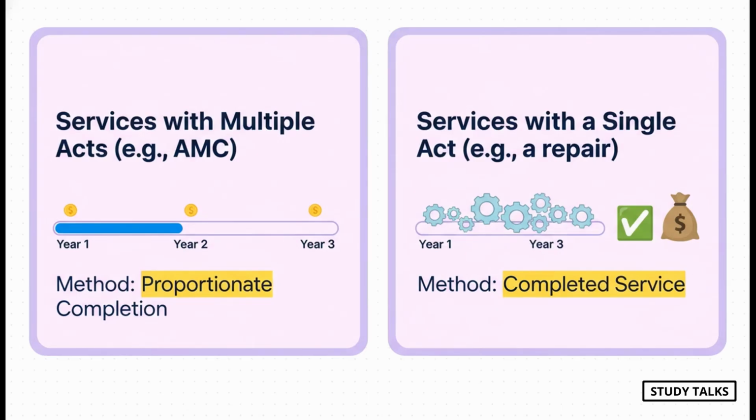Now, what about services? It's a bit different. Think of it like this. Are you performing a long, ongoing service or a quick one-and-done job? If it's something long-term, like a 3-year annual maintenance contract, you use the proportionate completion method. You recognize the revenue bit by bit over the 3 years. But if it's a single act, like fixing a flat tire, you use the completed service method. You wait until the job is totally done, and then you book all the revenue at once. This is a favorite theory question, so make sure you know the difference.